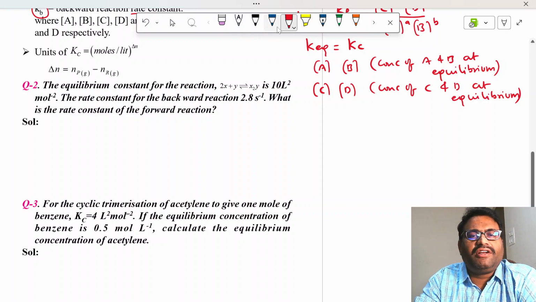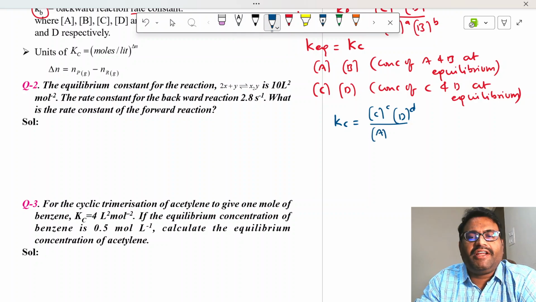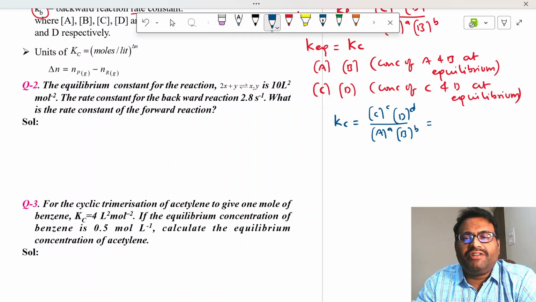So now what have we written? The equilibrium constant Kc is the concentration of C power c and concentration of D power d, by the concentration of A power a and concentration of B power b. So everything is concentration. Square bracket means concentration. So then I can write the exponent as c plus d minus a plus b.